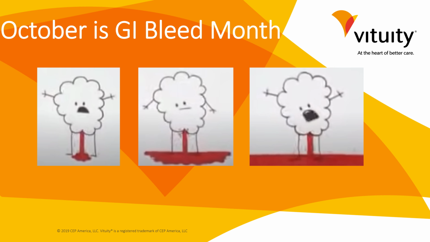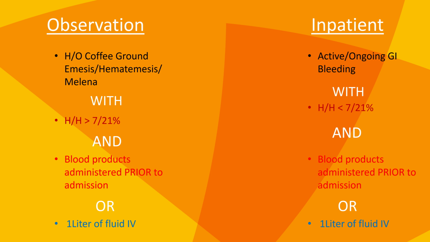October is GI Bleed Month. That's right. This is one of our greatest level of care opportunities, and so will be our first target. OBS or inpatient? Well, the answer may surprise you. Observation criteria is met with a history of recent bleeding such as coffee ground emesis or hematemesis. These patients must present with the hemoglobin greater than 7, and you have to administer either a liter of fluids IV or have given blood products prior to the decision to admit.